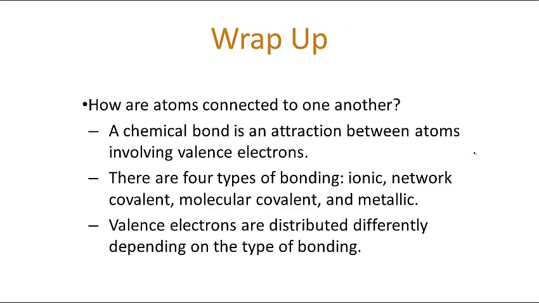All right, finishing up. The question was, how are atoms connected to one another? So a chemical bond is just an attraction between atoms involving valence electrons. Remember, it's all electrostatics, pluses being attractive to negatives. There are 4 types of bonding: ionic, network covalent, molecular covalent, and metallic. And the valence electrons are just distributed differently depending on the type of bonding.